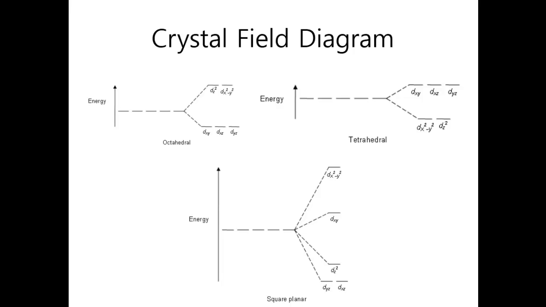Now, let's talk about balancing the reduction equation. When you balance the reduction equation, you first assign the oxidation numbers. When you assign the oxidation numbers, you can determine which species is oxidized and which species is reduced.